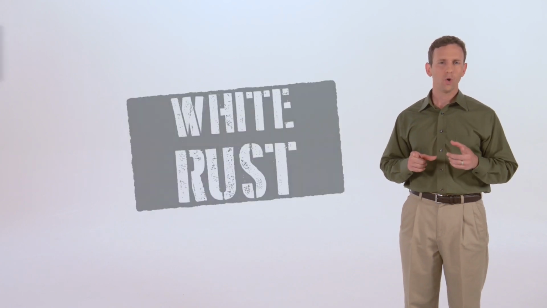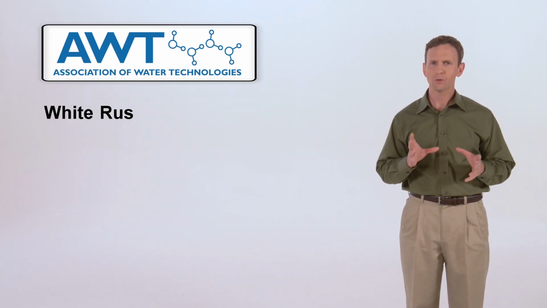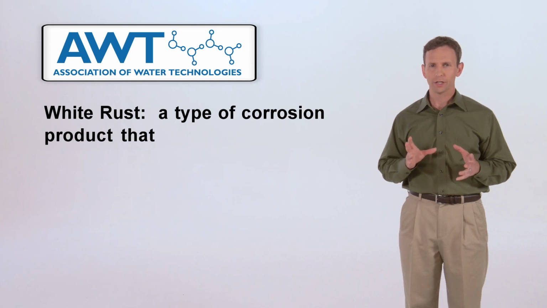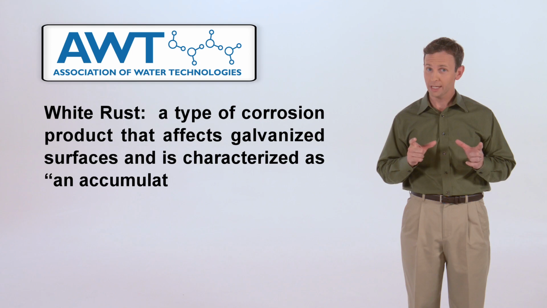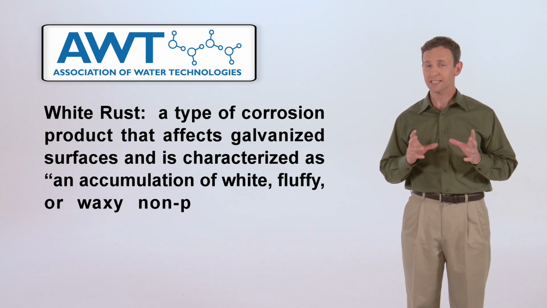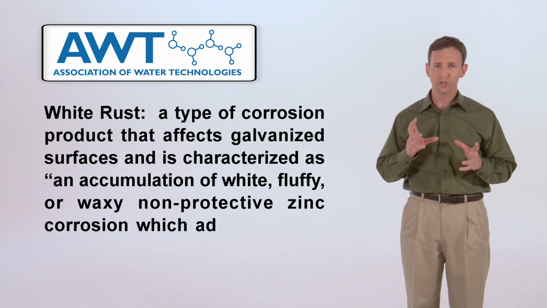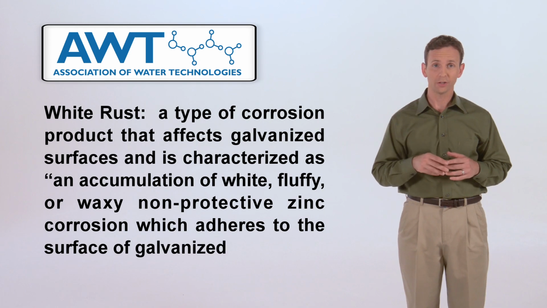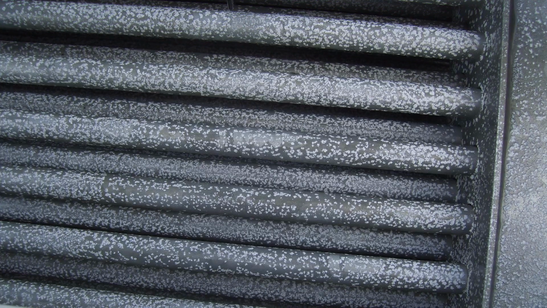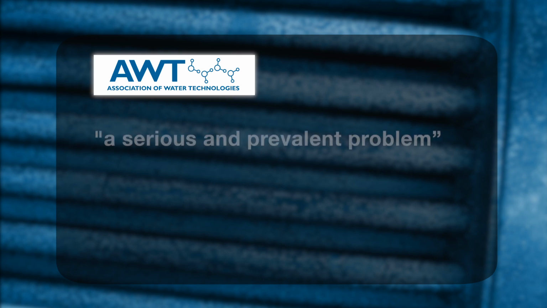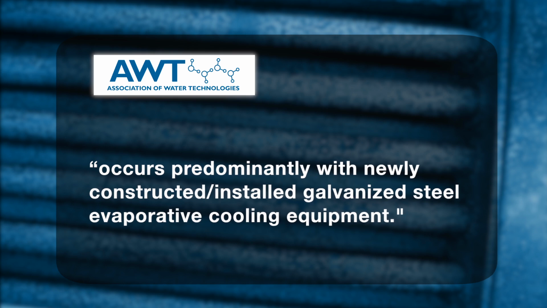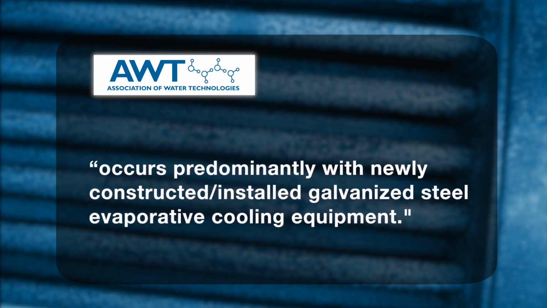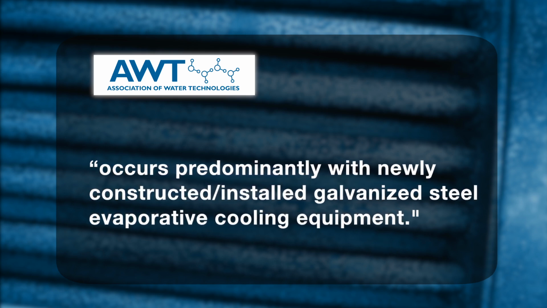The Association of Water Technologies defined the term white rust as a type of corrosion product that affects galvanized surfaces and is characterized as an accumulation of white, fluffy, or waxy non-protective zinc corrosion, which adheres to the surface of galvanized steel. More importantly, a survey of AWT members identified white rust corrosion as a serious and prevalent problem, which occurs predominantly with newly constructed, installed galvanized steel evaporative cooling equipment.